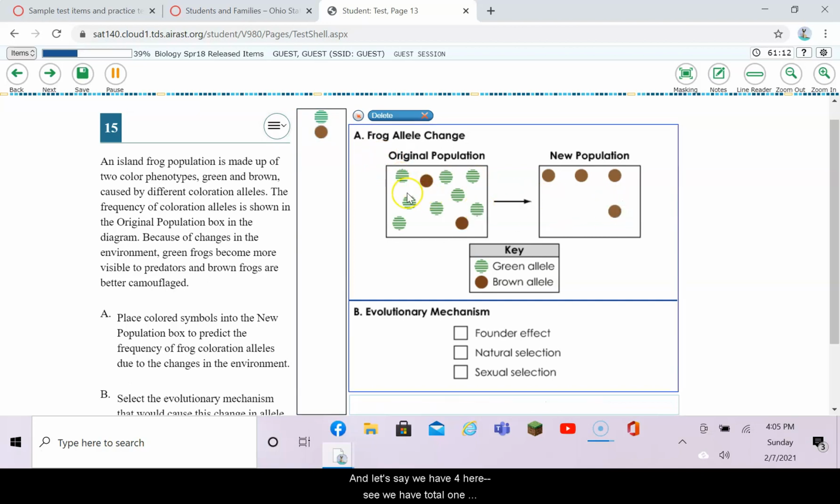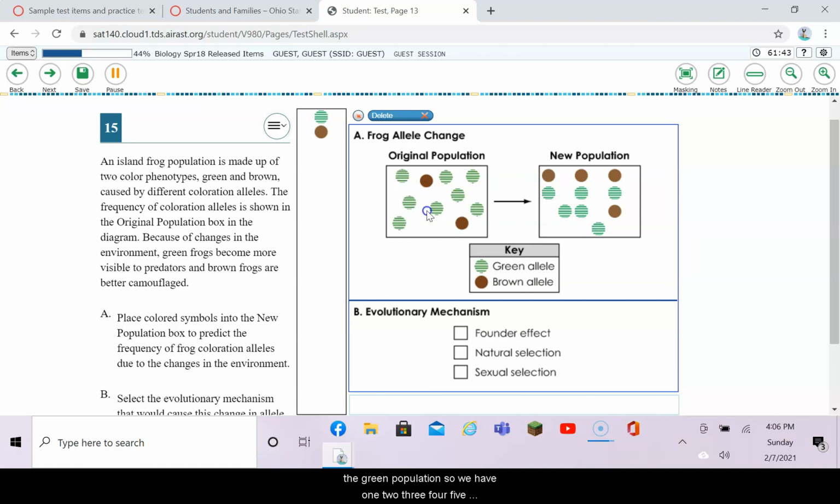See, we have a total of 1, 2, 3, 4, 5, 6, 7, 8, 9, 10. So we have 4, and we have 1, 2, 3, 4, 5, 6, 7, 8 green ones. But if we put 6 green ones over here, 1, 2, 3, 4, 5, 6, well, we have increased the brown population, and we have decreased the green population.